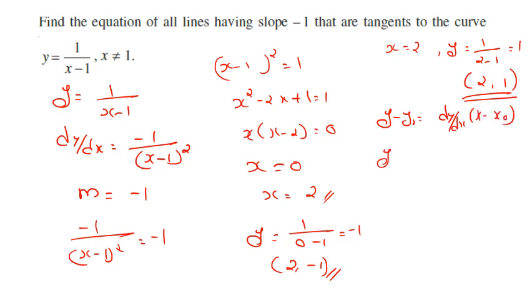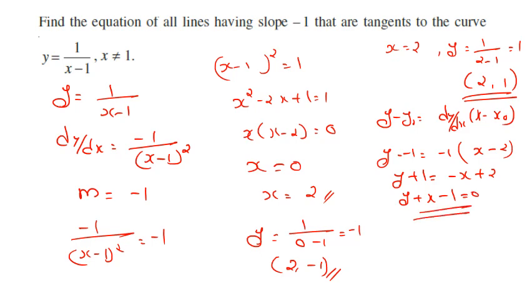For the first point, y - (-1) = dy/dx, which is the slope. The slope is already given, -1, into (x - 2). So, y + 1 = -x + 2. So, y + x - 1 = 0. For the second equation: y - 1 = dy/dx, which is -1, into (x - 2).